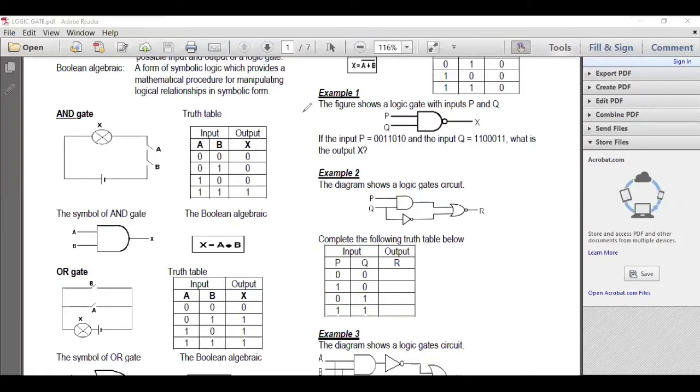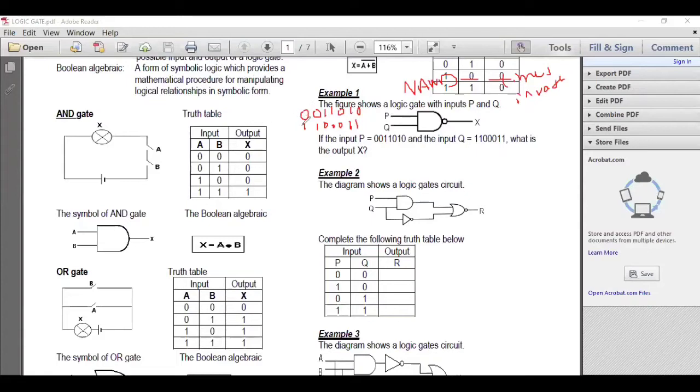What you must do is write the numbers on the diagram: 0, 0, 1, 1 for one input and 0, 1, 0, 1 for the other. Next, you need to know what the logic gate is. This is a NAND gate. For a NAND gate, you must multiply, followed by inverse.